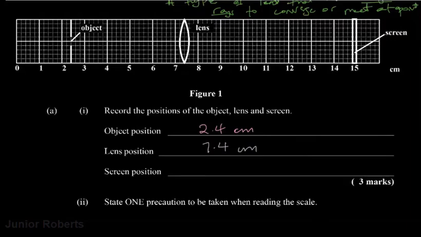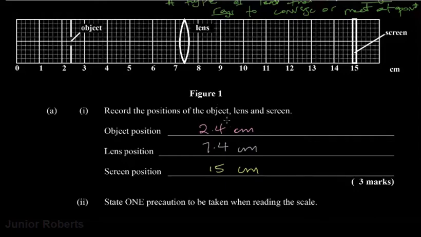15 centimeters, okay. So 15 centimeters is correct. So we say 15. Let me use a different color. You can say this is 15 centimeters. Is that clear to everyone? This makes sense? Okay, good. So we have just recorded the positions as was requested of us.